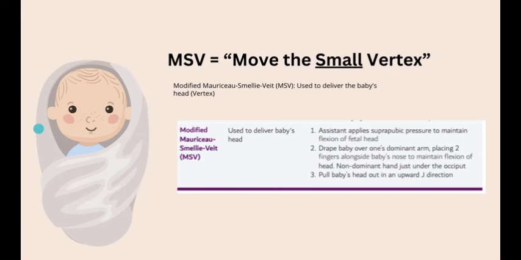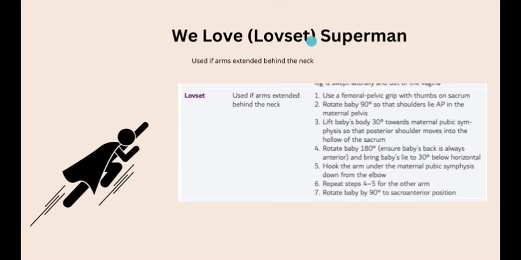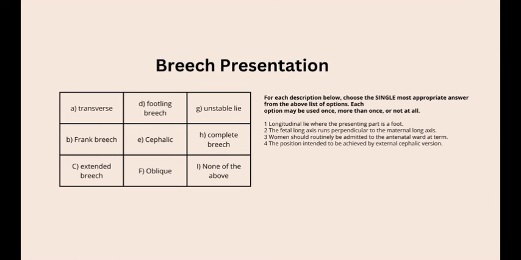So let's just quickly recap them. So we have Pinard, when the knees are extended because you pin the knees. We love set Superman, because this is the position where the baby will have its arms extended behind the neck. And then we also have finally MSV, and that's move the small vertex because you're using it to deliver the baby's head. So let's do some practice questions about breech presentation.